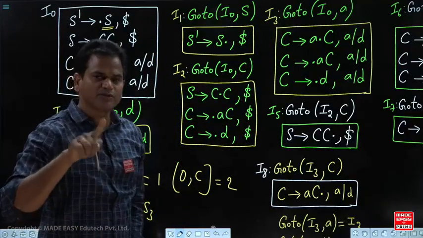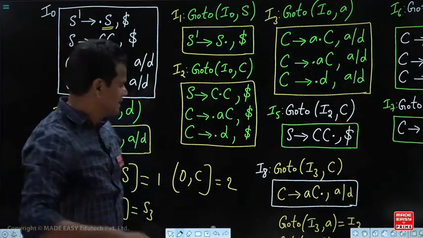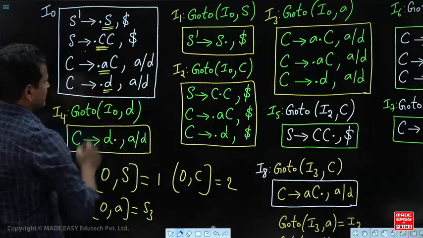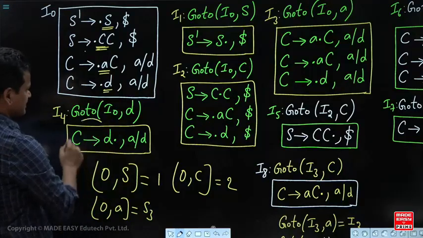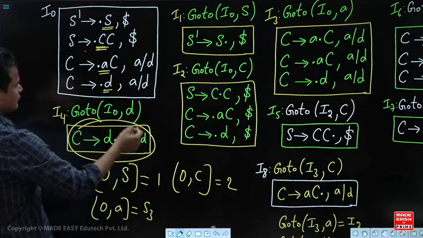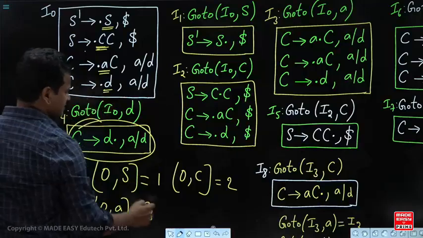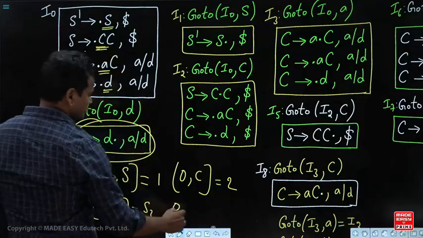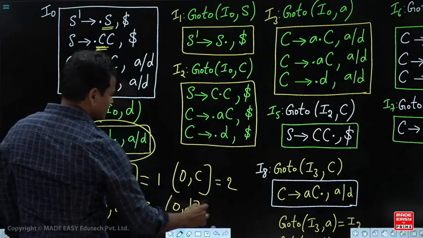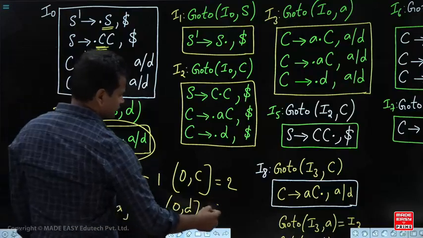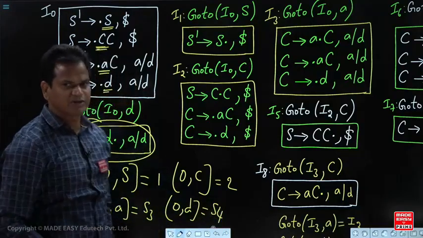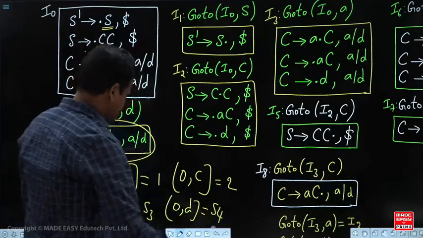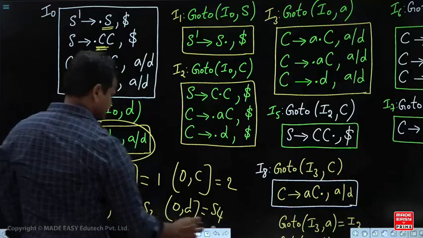For non-terminals only the number. Okay, and similarly I0 comma D, it has gone to, what is this? I4, and D is a terminal, and it is in I0, so 0 comma D has gone to I4, so shift 4. For terminals shift, for non-terminals the numerical value. Simple.